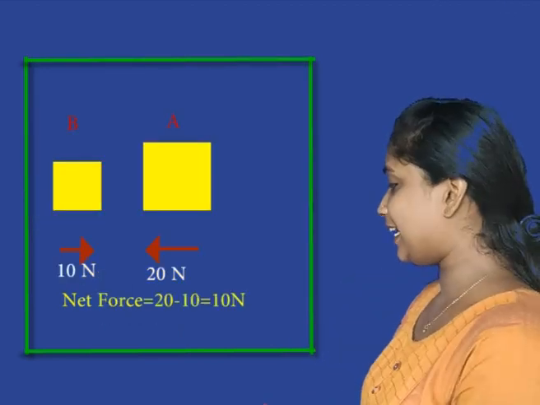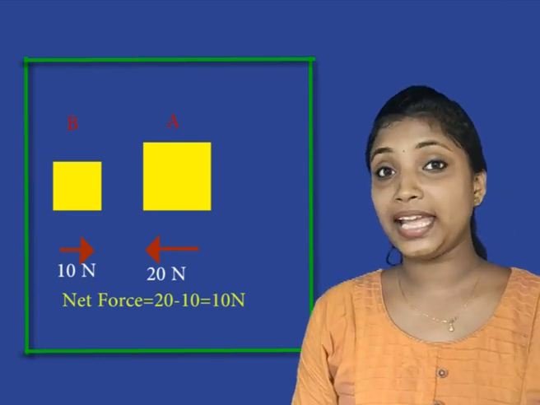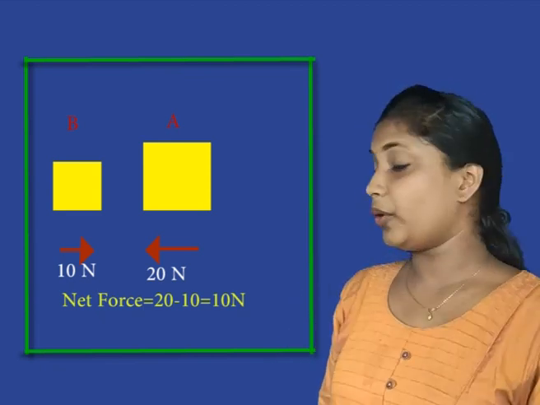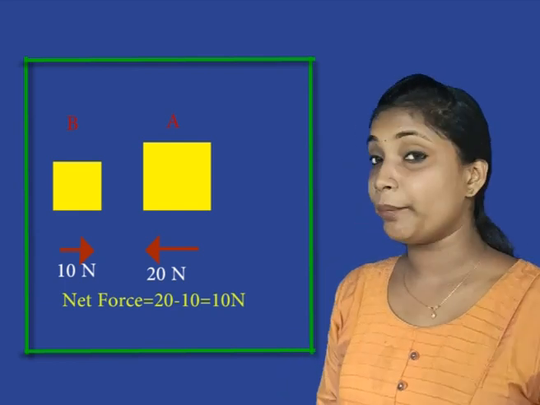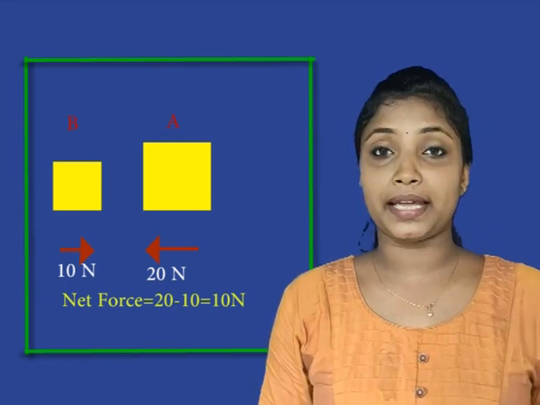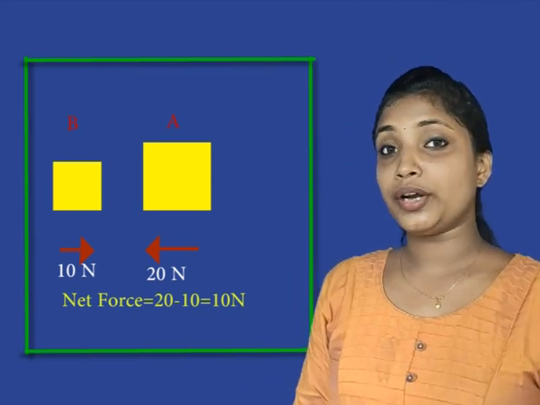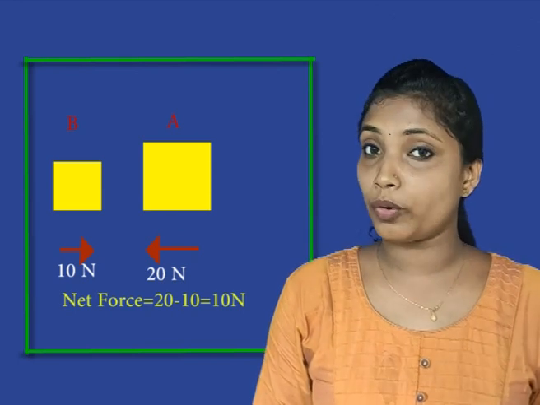In the second case, body A is applying a greater magnitude force. Say body A applies a 40 Newton force on body B, but body B is applying a 20 Newton force only on body A. Here, body B will move in the direction of the applied force of body A.